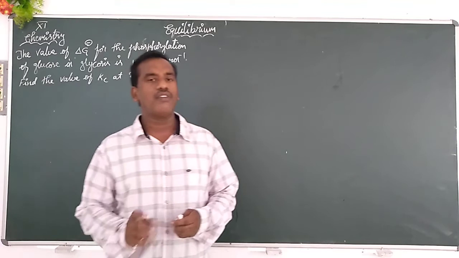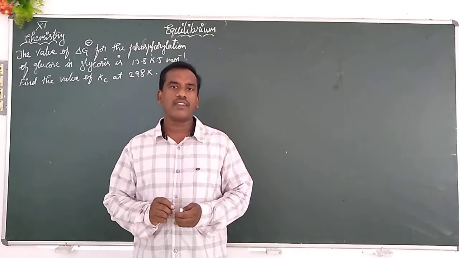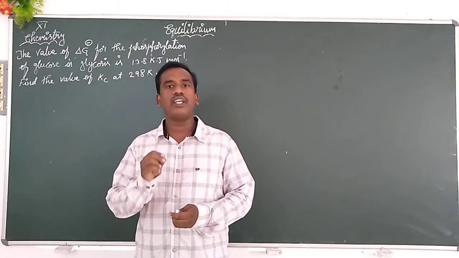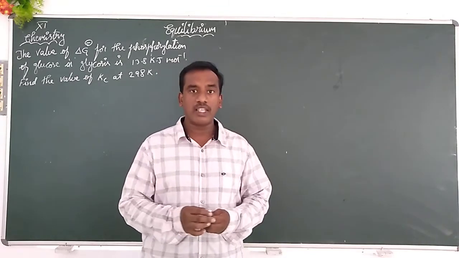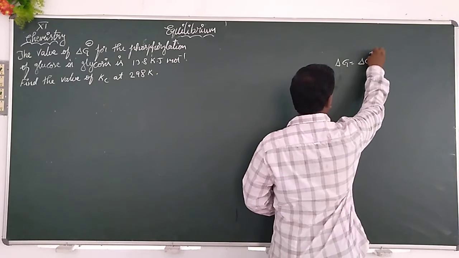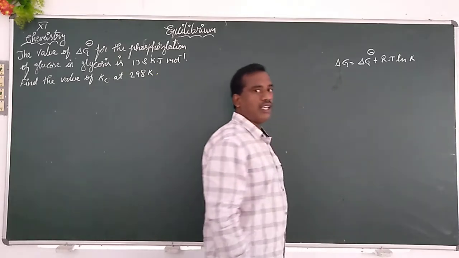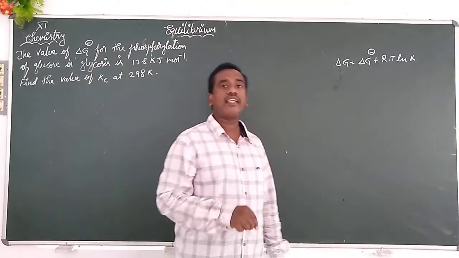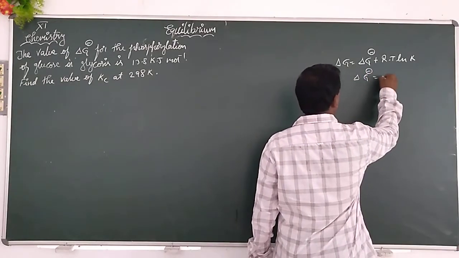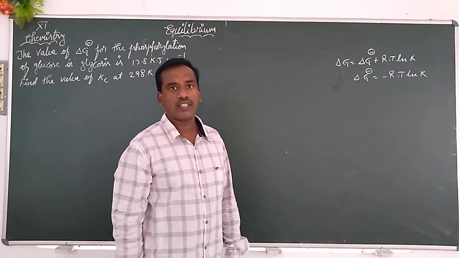In yesterday's session, we learned the relationship between the equilibrium constant Kc and the reaction quotient Q, as well as the Gibbs free energy relationship. We remember what we got: delta G is equal to delta G naught plus RT ln Q. At equilibrium, the equation becomes delta G naught is equal to minus RT ln K. Up to here, we learned in yesterday's session.